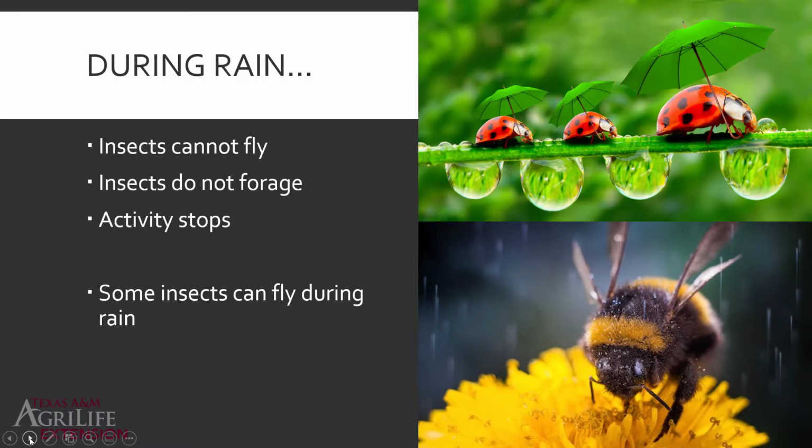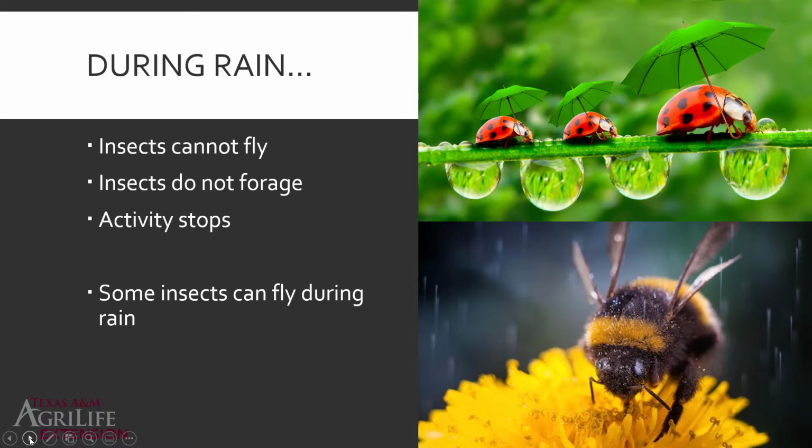So during a rainstorm, for the most part, insects can't fly. They're going to hunker down and go find some shelter somewhere else. They also, of course, will not be foraging for food, and pretty much all of their activity is going to stop until the rain actually stops.